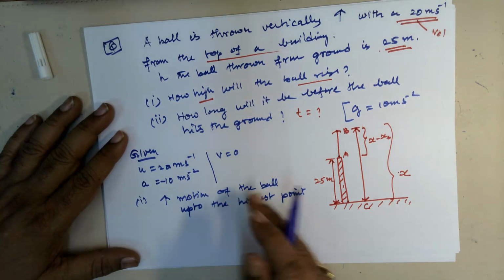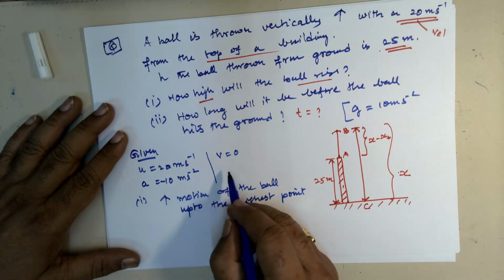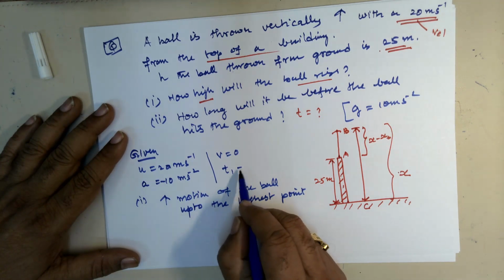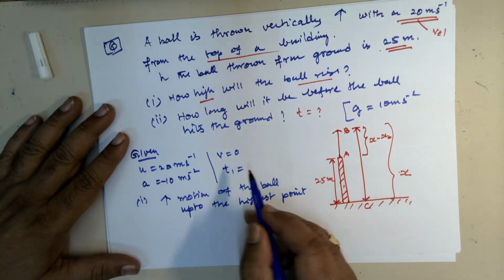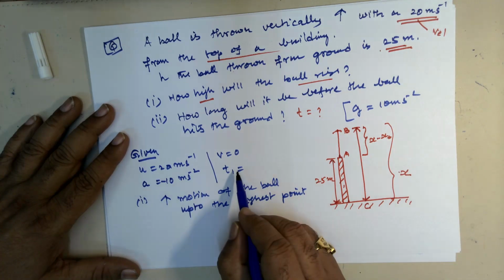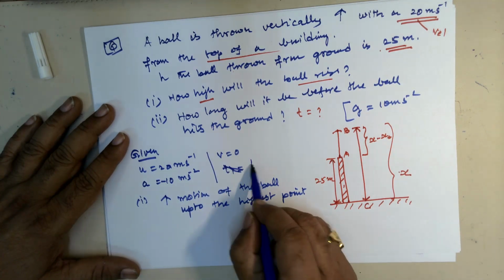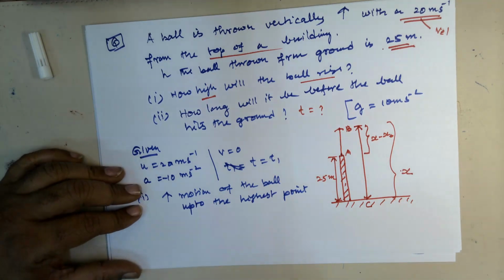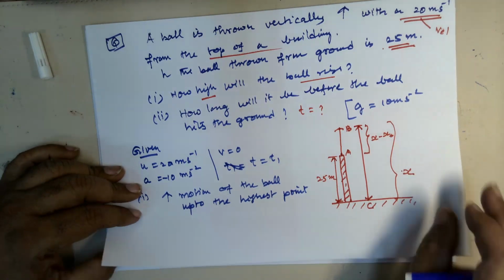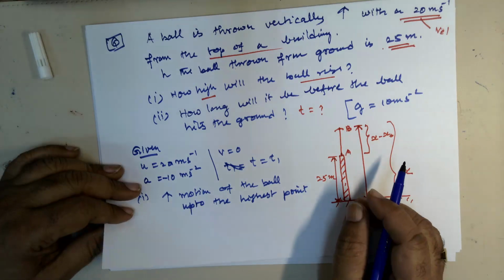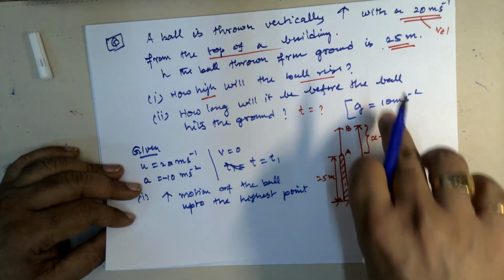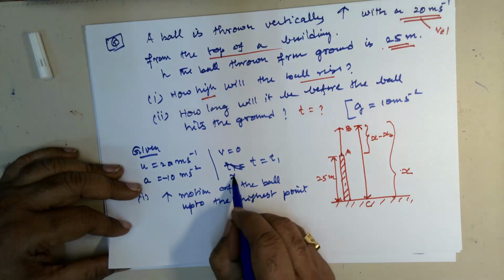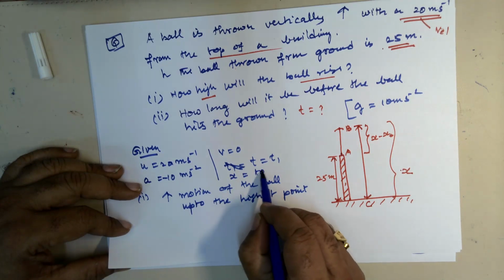And then the upward time traveled is T1. Let us say T1 is the time traveling upward. So let me consider here T as T1, right? Then what is the total height, the net height from the ground is X. Okay, take down the total height.